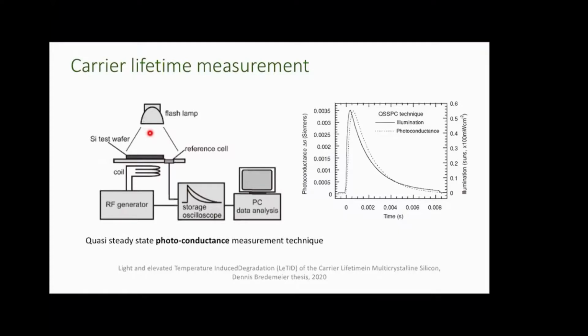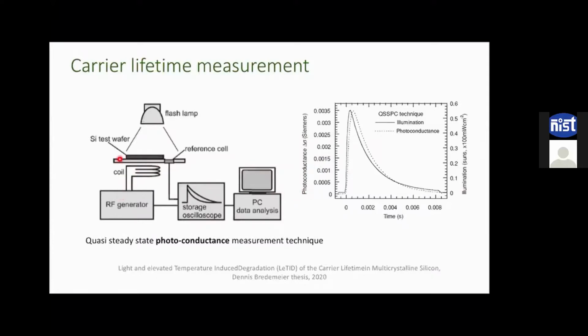It is not that we are switching off the flash lamp. Actually, it is calculating the photoconductance change as a function of the flash lamp intensity. So the intensity of the flash lamp determines how many photons are incident onto your crystalline silicon wafer. Okay, how to determine this photoconductance change?